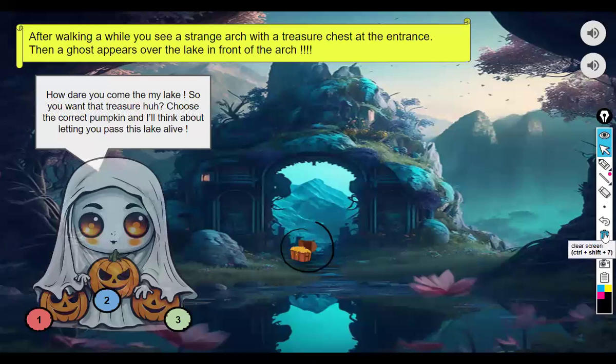Which pumpkin are you all going to choose? The first pumpkin, pumpkin number 1, pumpkin number 2, or pumpkin number 3? You can only choose one. Obviously, one of them is the correct one to choose, and the other two are going to make something bad happen to you. So get ready to update those score sheets.